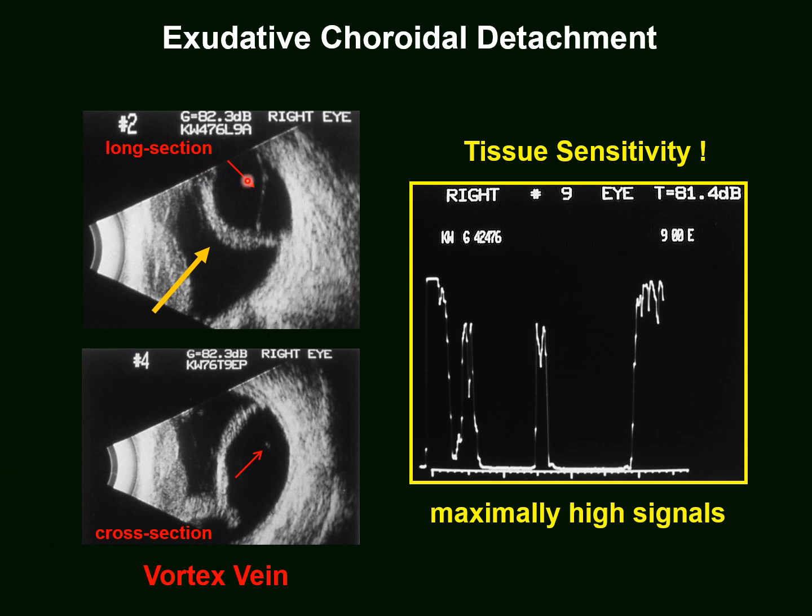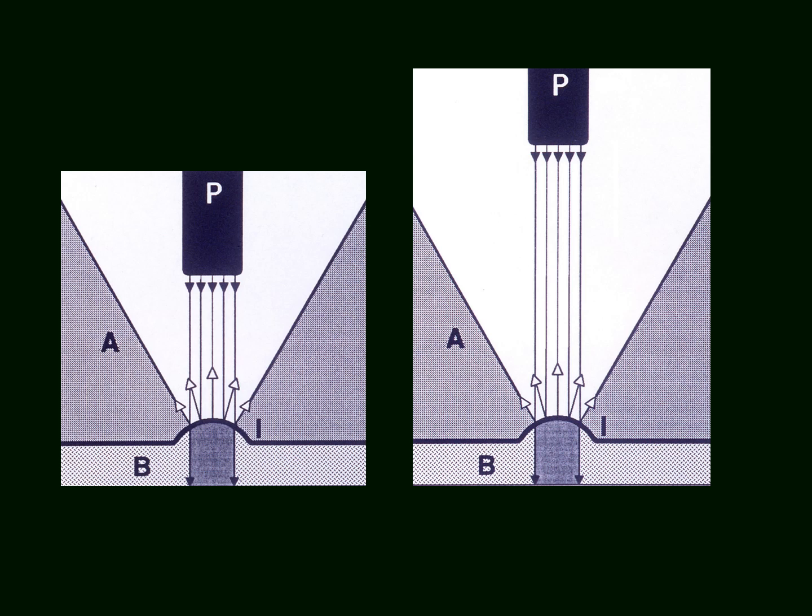Now we do see here something else that is interesting. This is a long section and here a cross section of a vortex vein that is pulled off the sclera by the detached choroid. When the radius of the convexity is getting smaller, the effect is increased, so more energy is bypassing the probe, the maximum echo signal will be even weaker. And that is even more so when the distance of the probe increases.